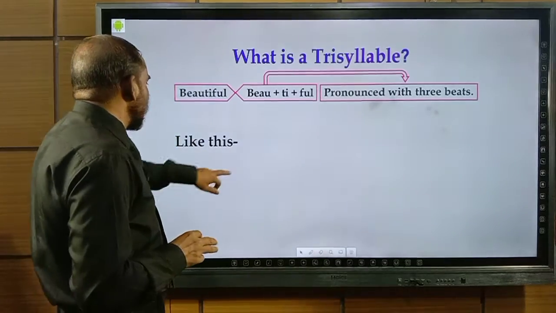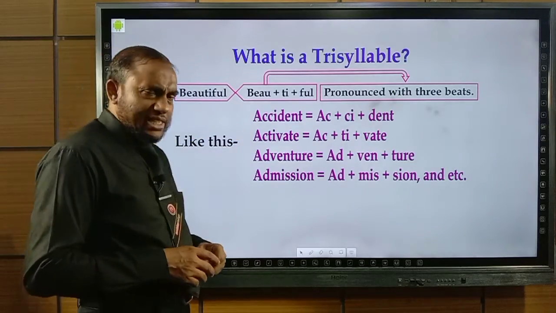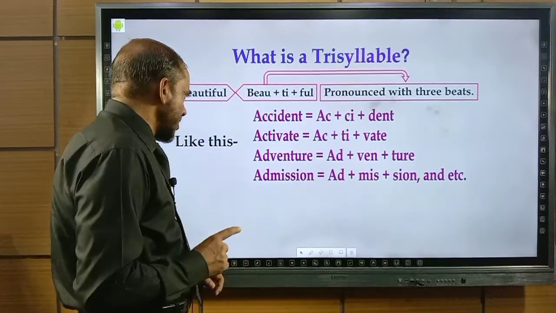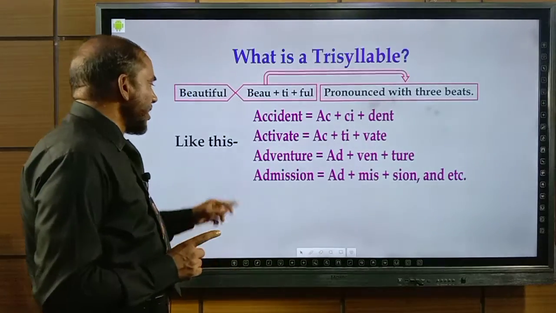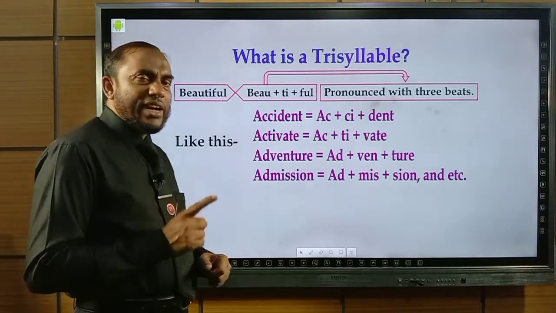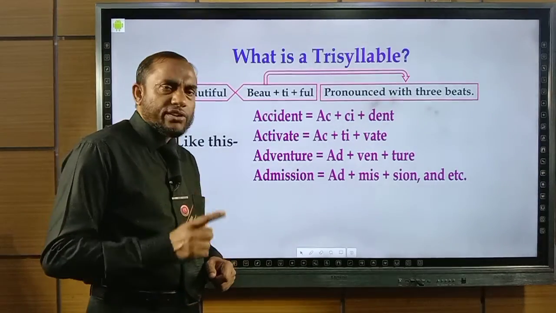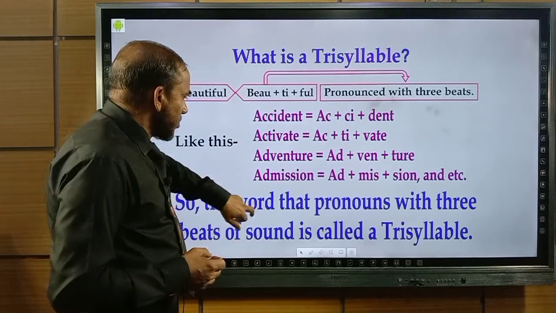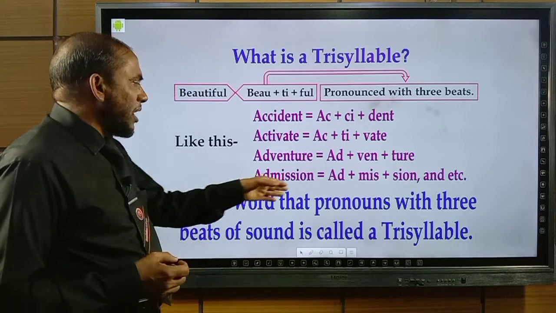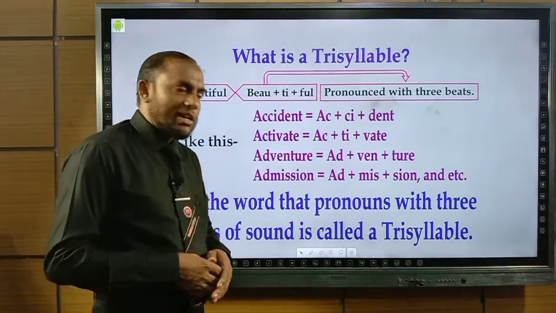Beautiful. Like this, there are some words here. Accident, activate, adventure, admission, and etc. like this. So the word that is pronounced with 3 bits of sound is called a trisyllable.